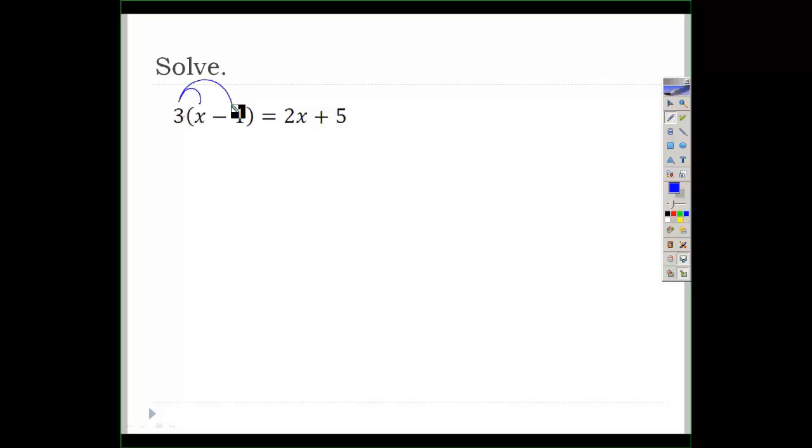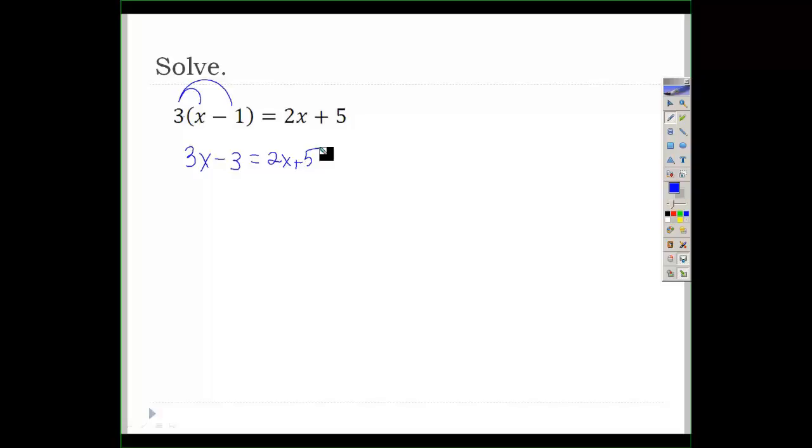Now remember, a lot of you are going to be tempted to multiply it by positive 1. However, it's a negative 1, so you're going to say 3 times x is 3x, 3 times negative 1 is negative 3, and that's equal to 2x plus 5. So the first step is the distributive property. You take the number in front of the parentheses and you multiply it by both numbers inside the parentheses.